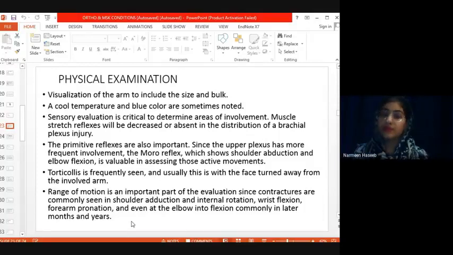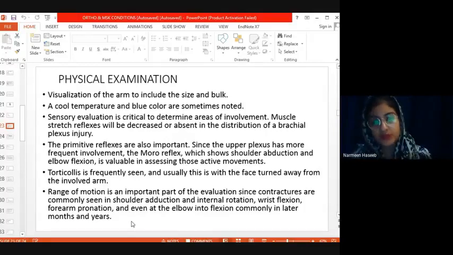The primitive reflexes are also very important since the upper plexus has more frequent involvement. The motor reflex, which by now you know what is motor reflex, which shows shoulder abduction and elbow flexion, is valuable in assessing these active movements. So you can assess the motor reflex and can easily know about the primitive reflex. Torticollis can also be seen in such a situation, and the face will be turned away from the involved arm.